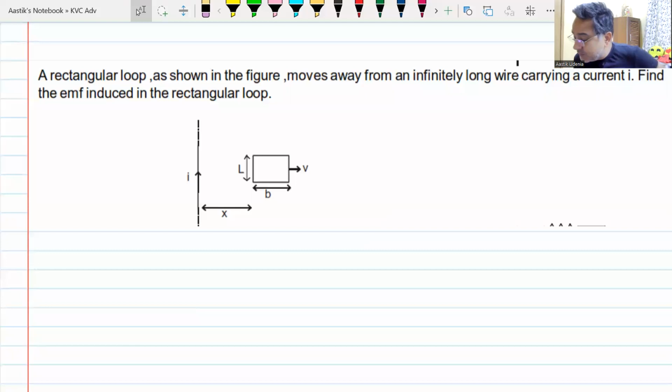A rectangular loop of wire moves away from an infinite long wire carrying current I. Find the EMF induced in the loop, in the case where the distance of the loop from the wire is x. Let me see if you can do this. Otherwise, I will break this up into smaller questions. Let me give you a chance.